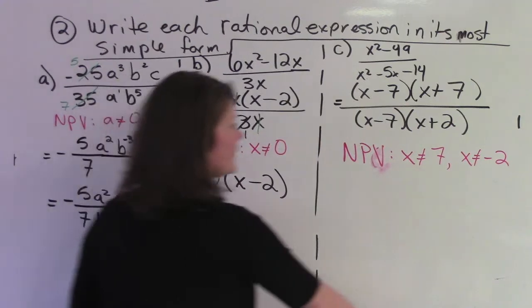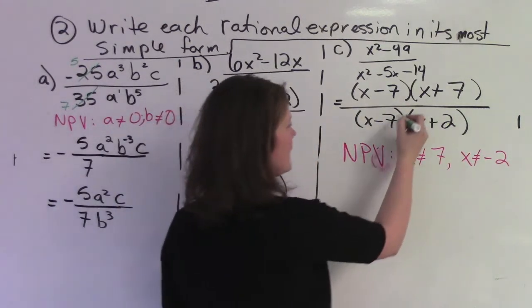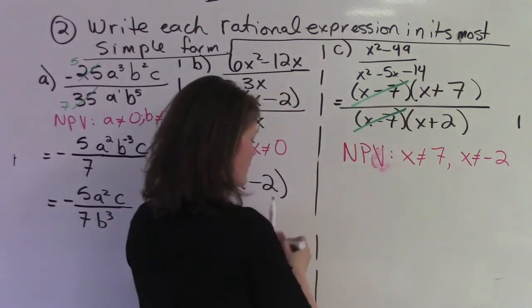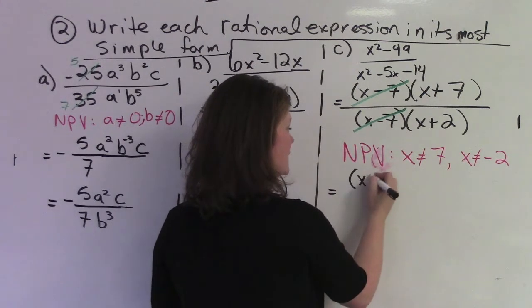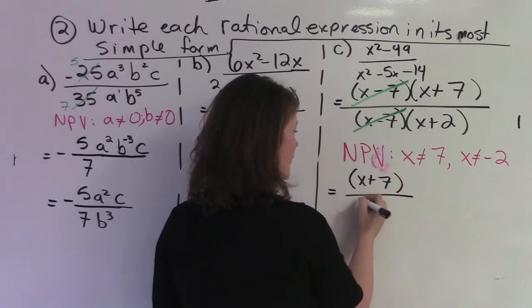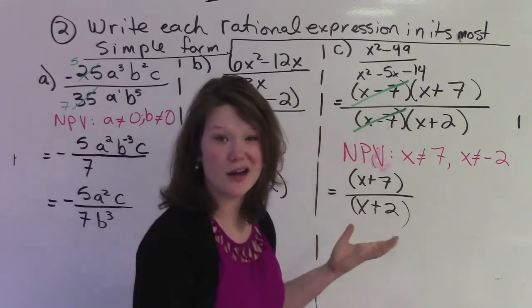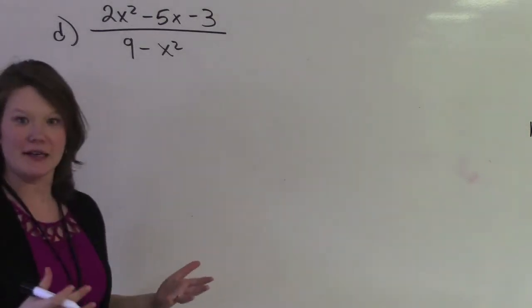Now here's where handy canceling comes in. We've stated our non-permissible values, so now we can cancel. We can cancel this with this. So then my final, most simplified answer is just going to be x plus 7 over x plus 2. You can keep it in the brackets or not keep it in the brackets, doesn't matter to me.